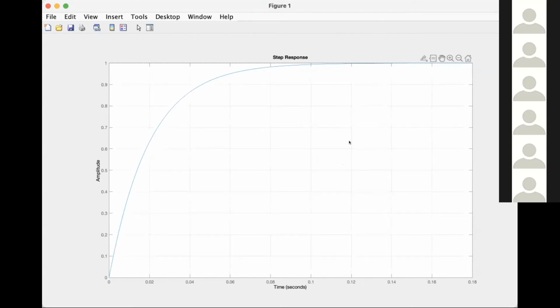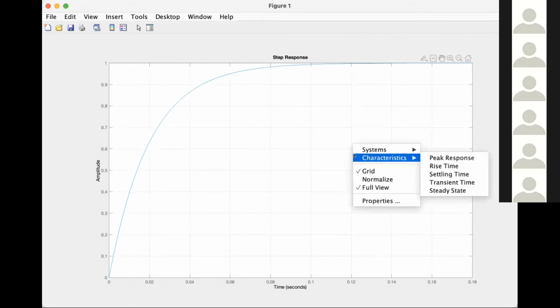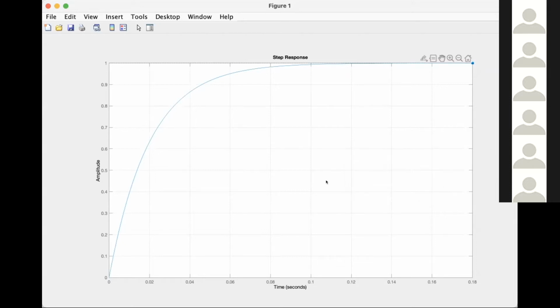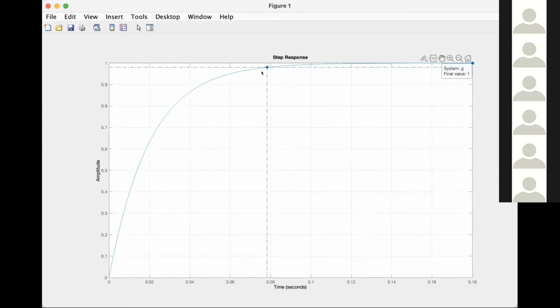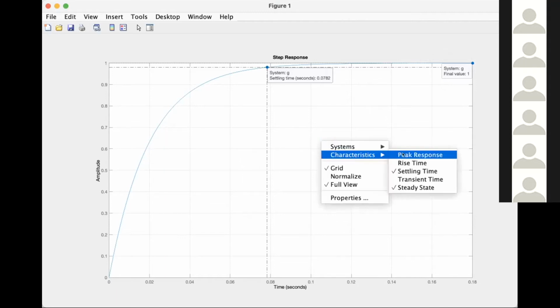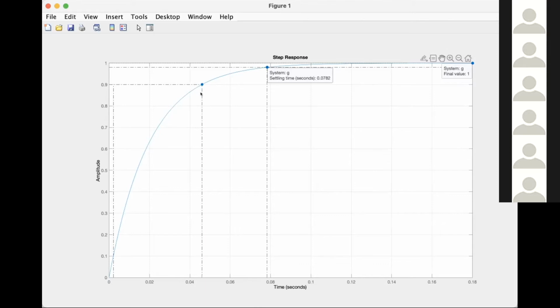How to find the final value? Characteristic. Steady state. Final value and steady state is the same word. Okay. So final value berapa? 1. How to find the settling time, Shahira? Right click again, characteristic, and click the settling time. The value? 0.078. How to find the rising time? Again, characteristic and rise time. The value? 0.0439.